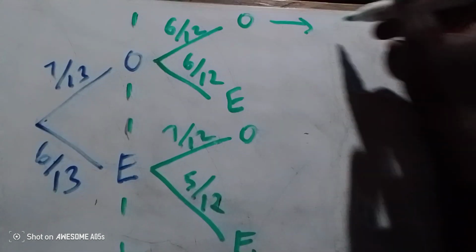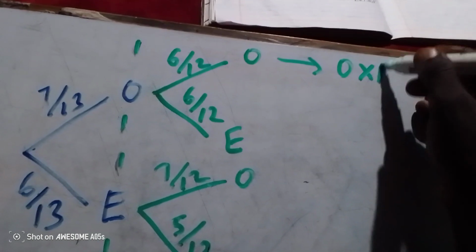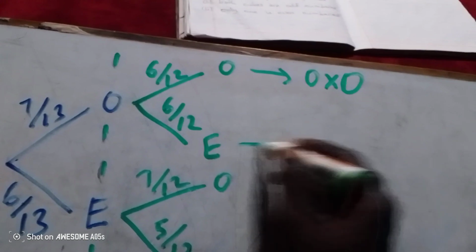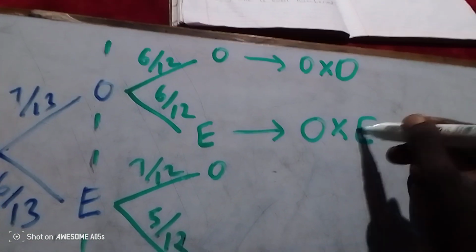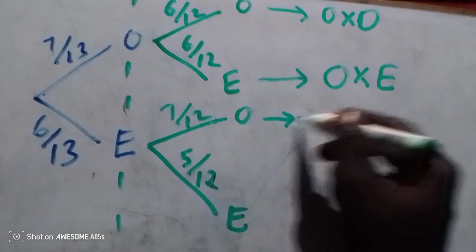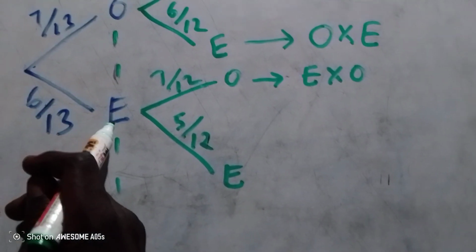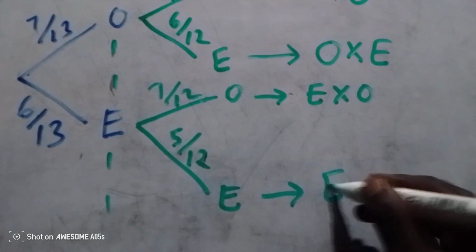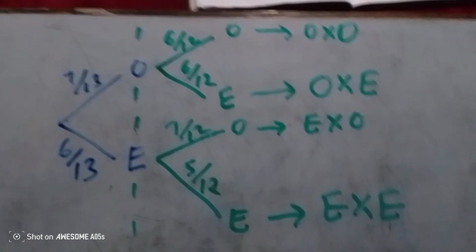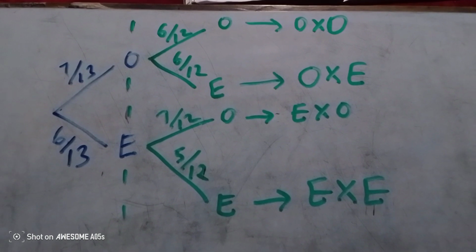Then we have the final results. This is a path of odd, odd. Then this is a path of odd, even. Then this is a path of even, odd. And then this is a path of even, even. So that's what we have. So take a look. This is how it should look after you have done some calculations.